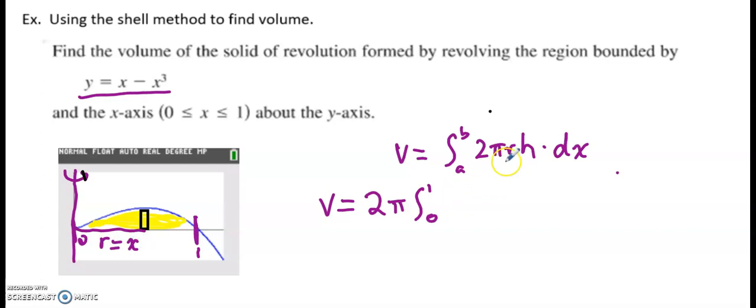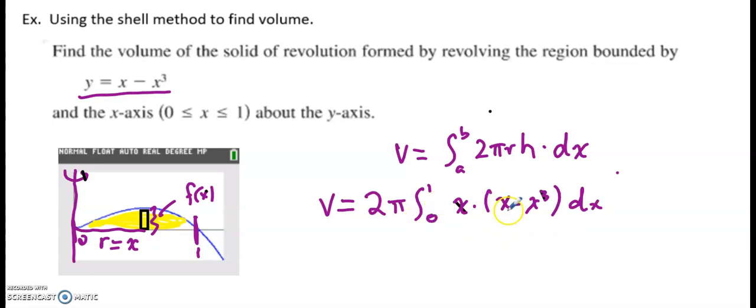So in here, instead of the radius, I can put an x. Then I need to multiply that by the height. Well, again, the height of each one of these rectangles, isn't that just the height of the curve, f of x? So in this case, it's going to be x minus x cubed. And then the thickness of each shell is dx.